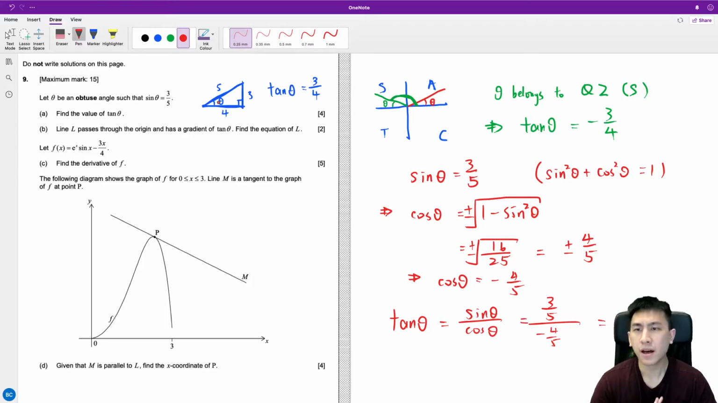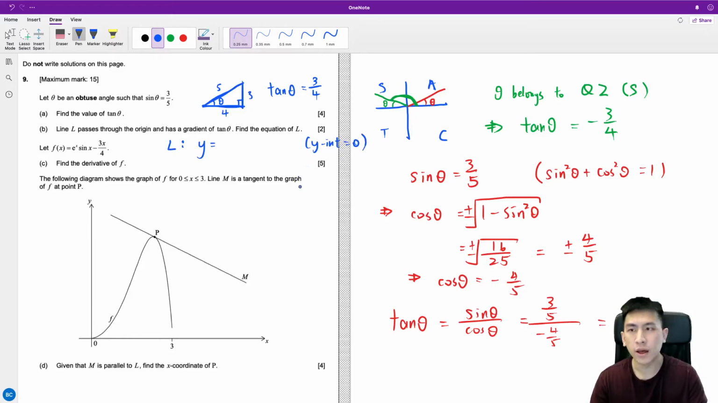Now, part B. Line L passes through the origin and has a gradient of tangent theta. Find the equation of L. Then if it passes through the origin, surely by now you would know that it would just be y equals to mx. No c, because the y-intercept is 0. Because if it goes through the origin, the y-intercept is exactly 0. Then with the slope of tan theta, we've got tan theta already, which is minus 3/4. So therefore, we just got that, and then x, and then we're done. That is the equation of L.